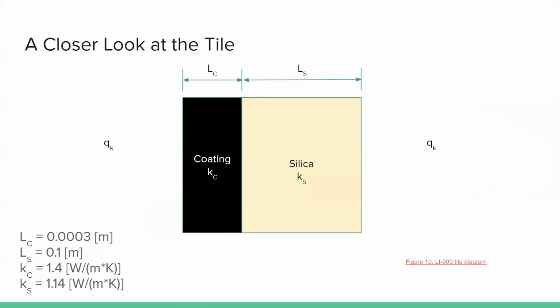Taking a closer look at the materials that compose the tile, you can see the ratio of borosilicate coating to silica, where the coating is much thinner than the silica. The slide on screen shows the difference in that thickness, as well as the thermal conductivity for both materials. And here you can see how the heat transfers through the material, where it is first exposed to the borosilicate coating before reaching the silica.